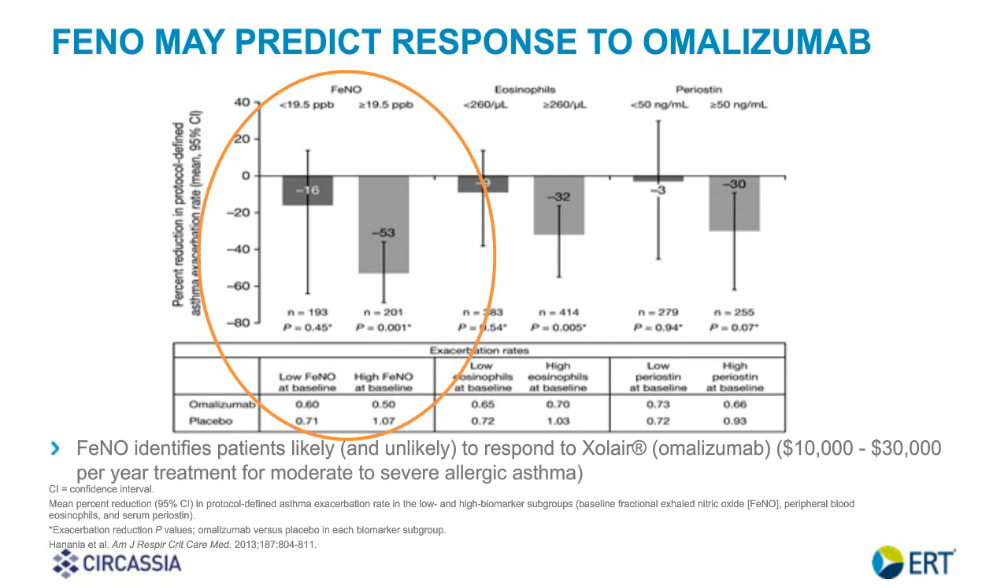So you can see here that FeNO can help predict a particular outcome that you might see in a particular trial. If you want to show a reduction in exacerbations, it will help you to use FeNO to bring in patients who have a particular level that are going to show the best response to a particular biologic.